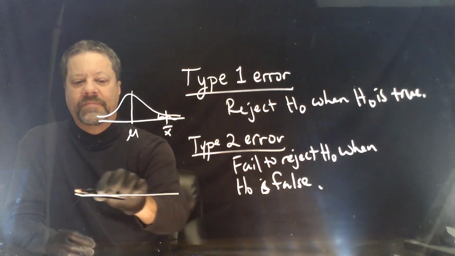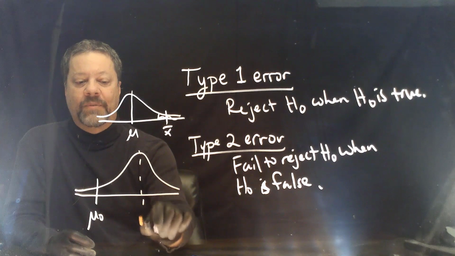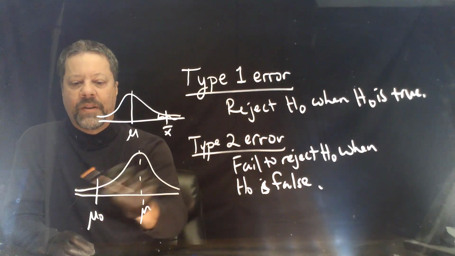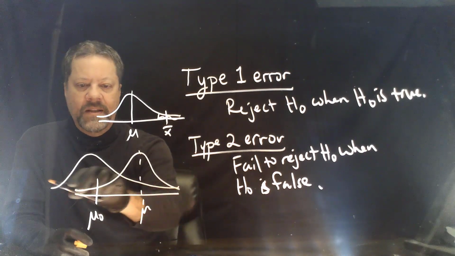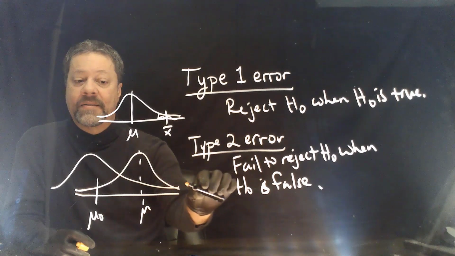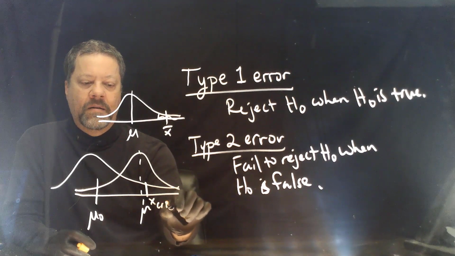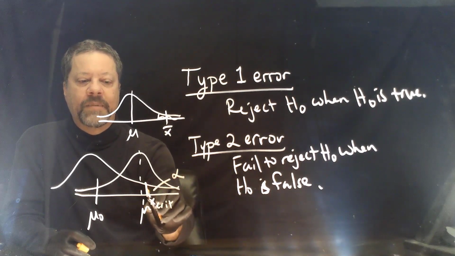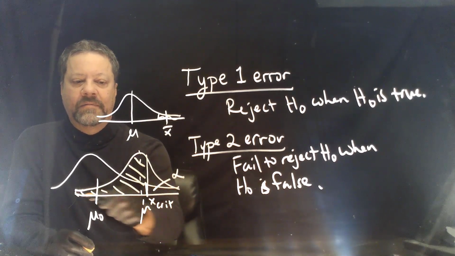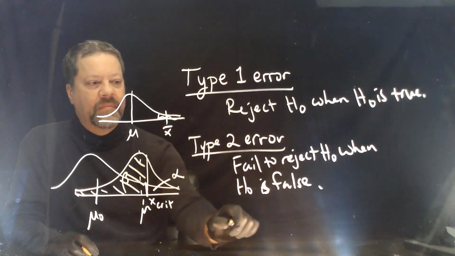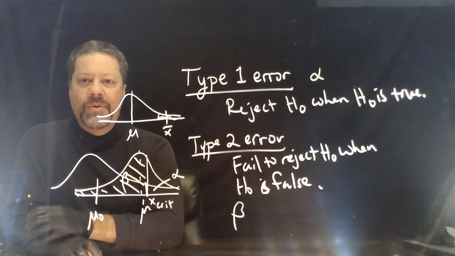For type 2 error, the null hypothesis mean is out here someplace, but the actual mean is over here. With our null hypothesis mean, we're assuming somehow that the distribution looks like this, when in fact it looks like this. We might reject the null hypothesis given some level over here, but at the same time, the probability of not getting that far out will be beta. So alpha is the probability of type 1 error, beta is the probability of type 2 error.